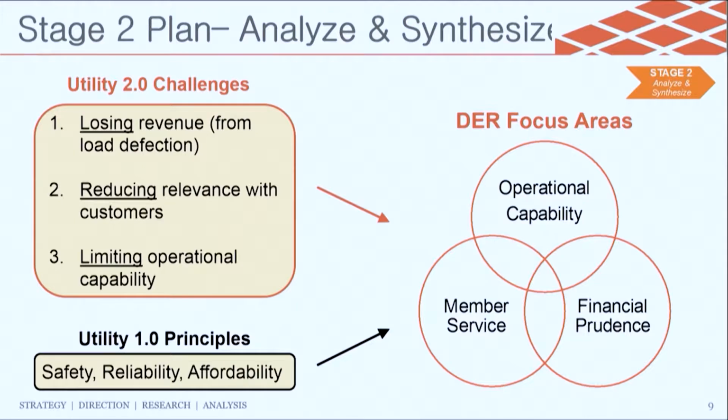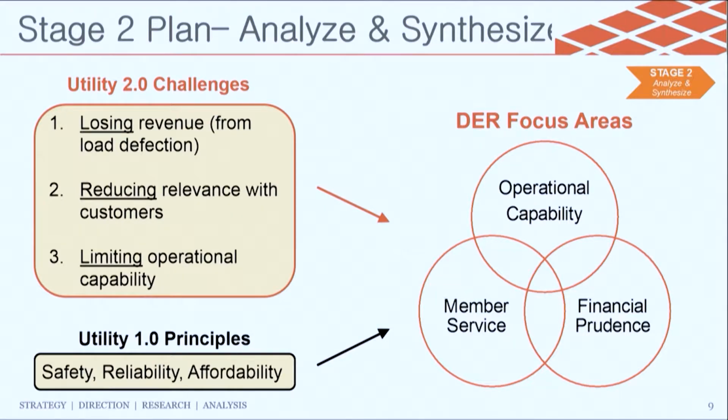So, okay, I'm starting to get convinced I need to take steps. So how do I actually do this? We take those challenges that I covered, and then these utility 1.0 principles: safety, reliability, affordability. Those are bedrock foundations of the utility industry. So how do we take both of these and put them together? And I believe these three elements capture the essence of sort of guiding principles.